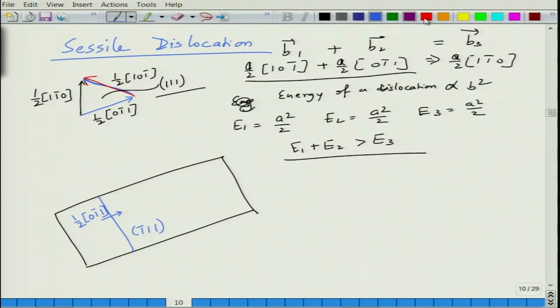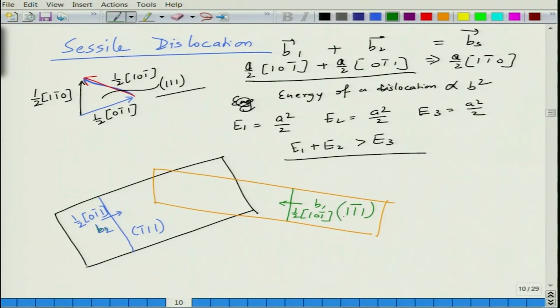Let us say we had another intersecting plane. This another intersecting plane was something like this, and in this we had a dislocation, so this was b1, and in this case b2. This b1 was half [1 0 bar 1] and let us say this plane was (1 bar 1 1). So, the dot product is again equal to 0.